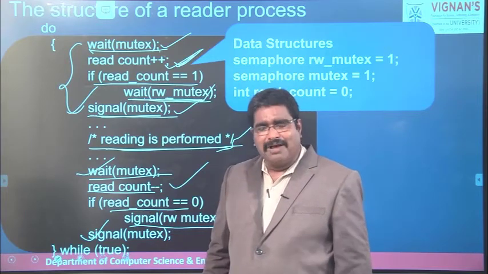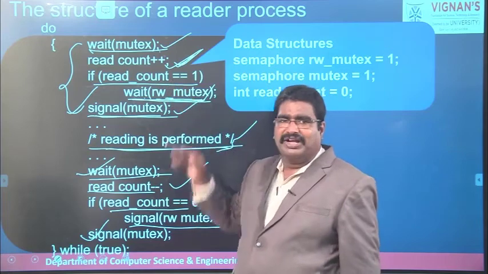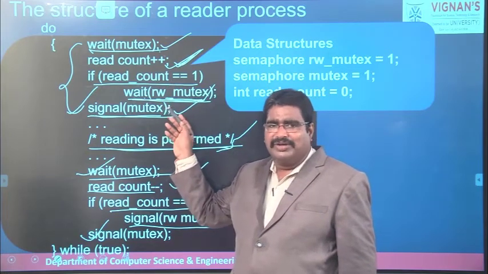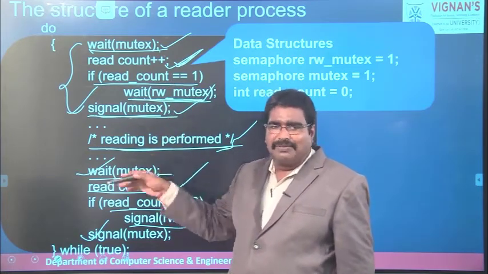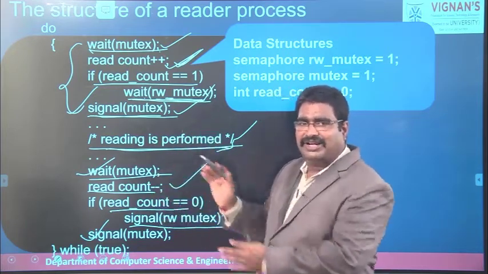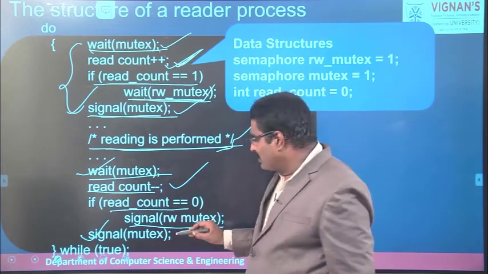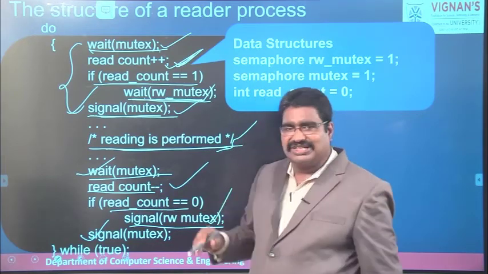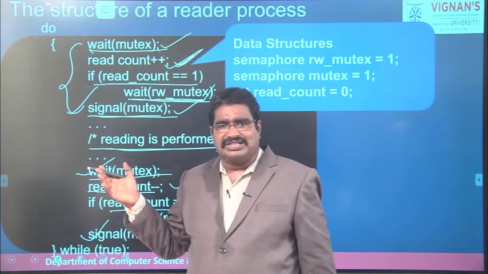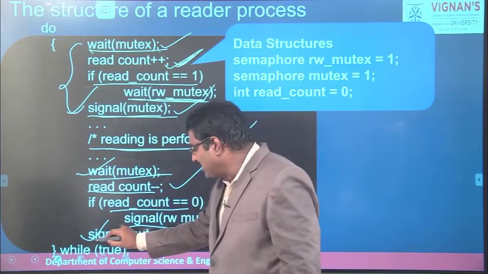RW mutex is a binary semaphore. At the time of the first reader performing the read operation, we set the RW mutex equal to 0. Then any number of readers are allowed to perform the read operation. When all the readers have completed their read operation, then the read count is equal to 0. At that time, we call signal RW mutex, which indicates that other writers are allowed to perform the write operation. Once it is completed, it calls signal mutex.